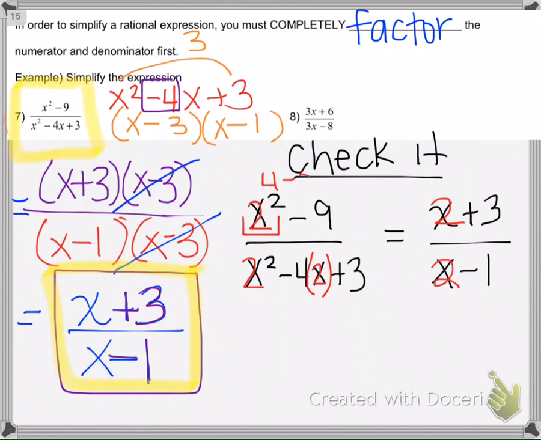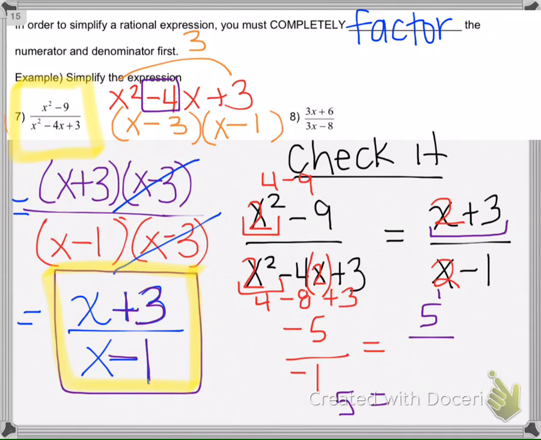So here we would have 4 minus 9. So 4 minus 9 is -5. Here we would have 4 minus 8 plus 3, which is -1. And then we'd have -5 divided by -1 is +5. So we have +5 on the left side. Here we have 2 plus 3, which is 5, and 2 minus 1, which is 1, and 5 divided by 1 is 5. So I picked a random number. I picked 2 because I like 2, and we get the same thing on both sides.